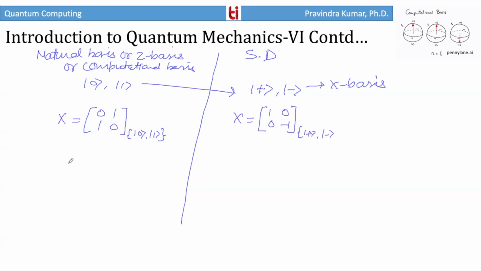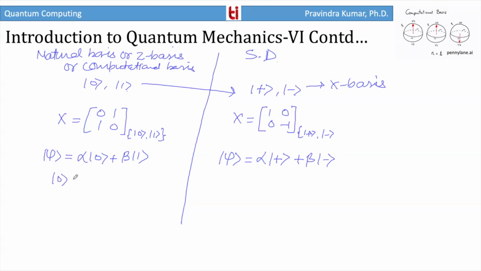In the computational basis or Z basis, the qubit is the superposition of the natural basis. So the qubit will be the superposition of the quantum basis ket 0 and ket 1. So psi is alpha ket 0 plus beta ket 1. And in spectral decomposition or X basis, the qubit is the superposition of the X basis. So the qubit psi will be represented as alpha ket plus plus beta ket minus in spectral decomposition.